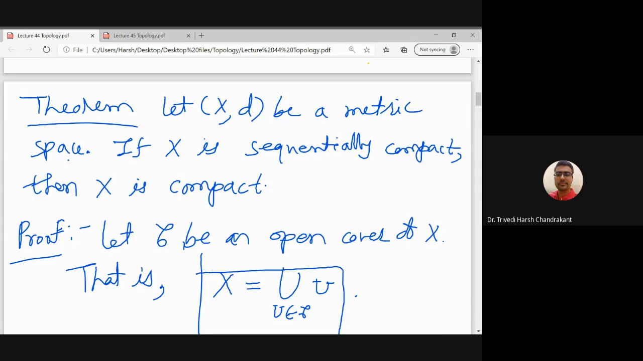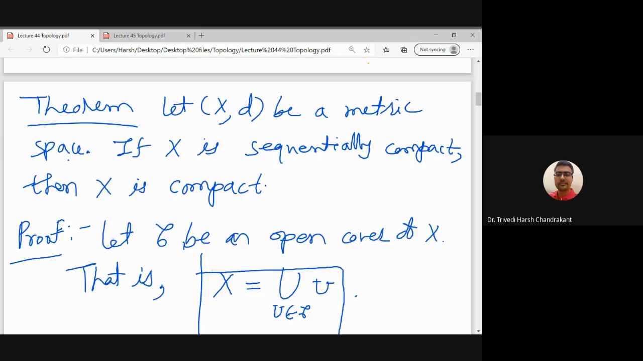So earlier we discussed one result: if (X, d) is a metric space and that metric space is sequentially compact, then that metric space is compact. And we also discussed the converse of this theorem, which also holds. So that means whenever we have a metric space X, then X is compact if and only if X is sequentially compact. This result we have discussed in the last lecture.